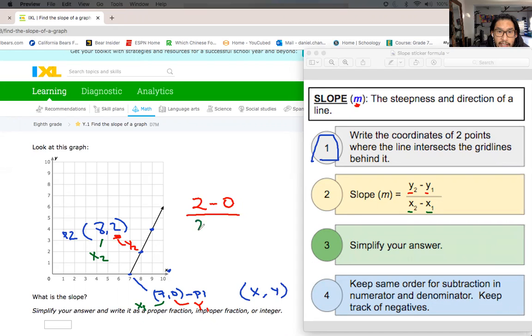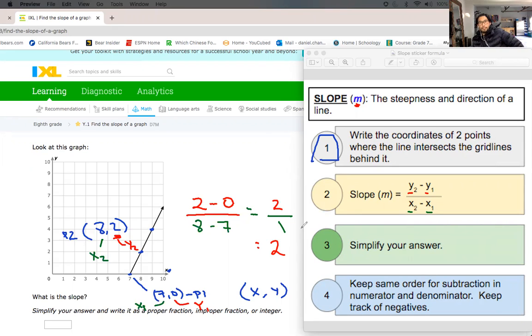And I've got 8 minus 7 underneath. So now it's just really simple math. My denominator is the number 1. My numerator, 2 minus 0, is 2. Now we're going to simplify this because 2 over 1 is just 2 wholes. So if you simplify this, your slope is 2.